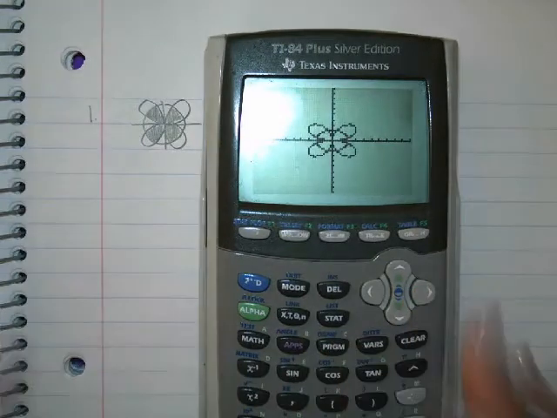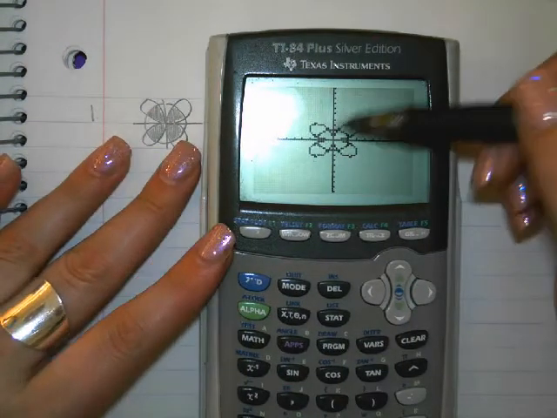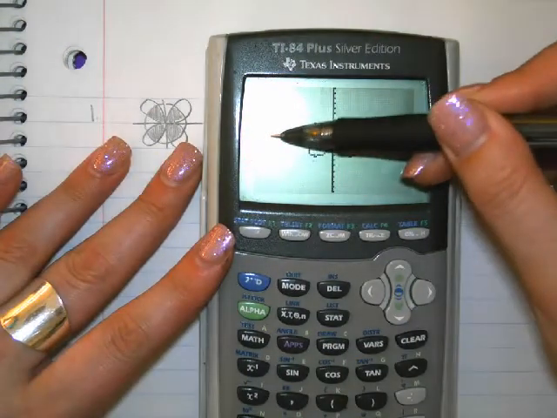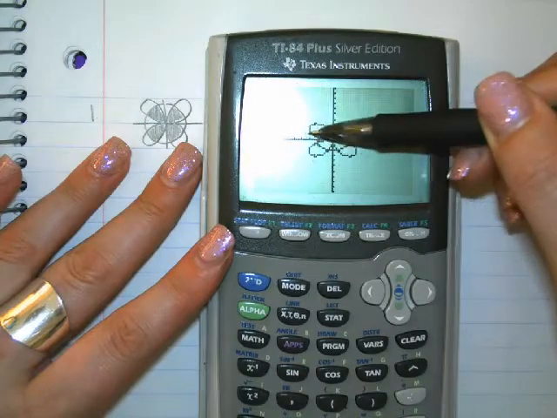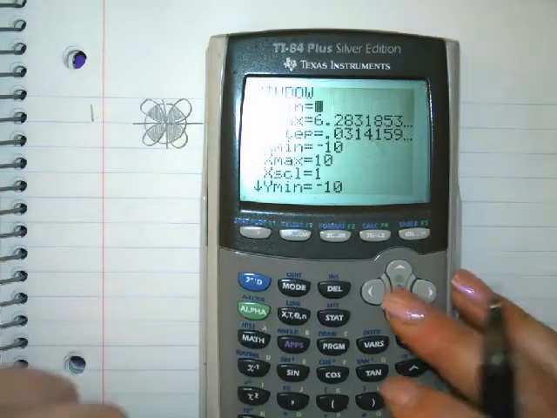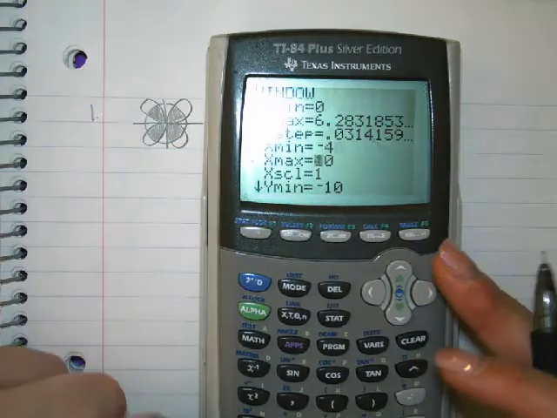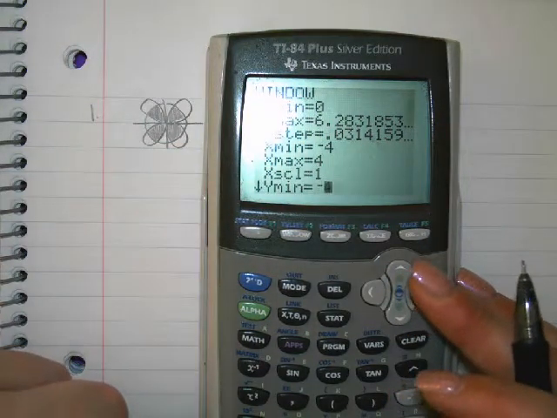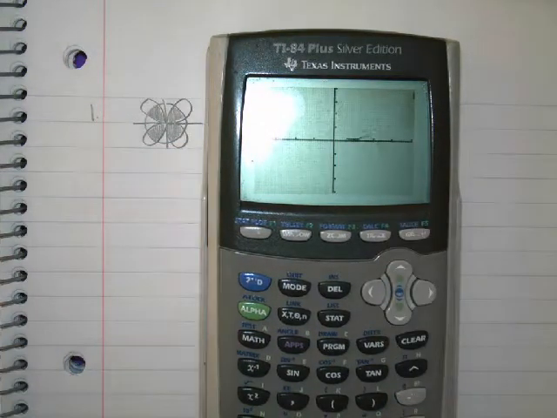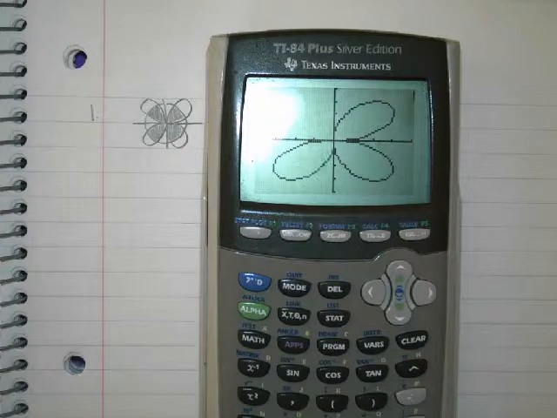All right, and what I'm going to go ahead and do is zoom in. So this goes 1, 2, 3, 4, 5, 6. I can maybe make this go to -4 and 4. And then, there we go. Now I can see better. Okay, there we go, so we can see.